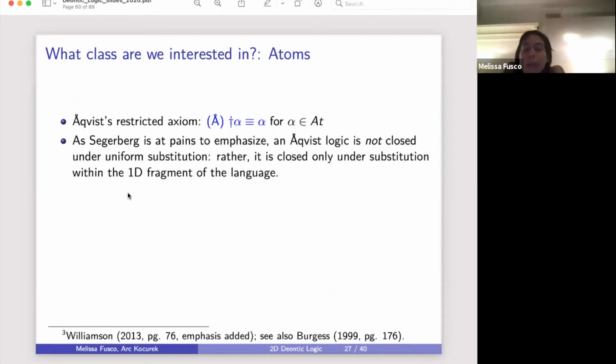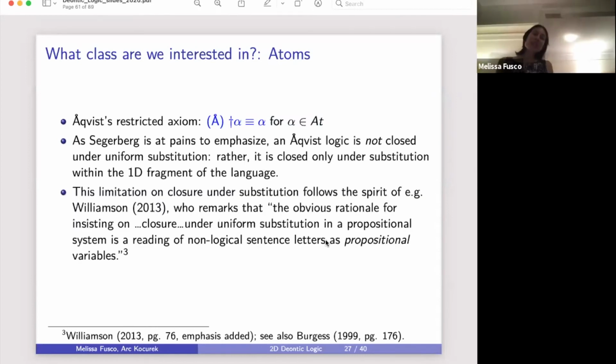So as Segerberg is at pains to emphasize, an Åqvist logic, therefore, is not closed under uniform substitution, right? There's this special rule that applies only to atoms. It's closed only under substitution in the 1D fragment of the language. So, for example, you could do Boolean stuff in alpha. But my OR is not Boolean.